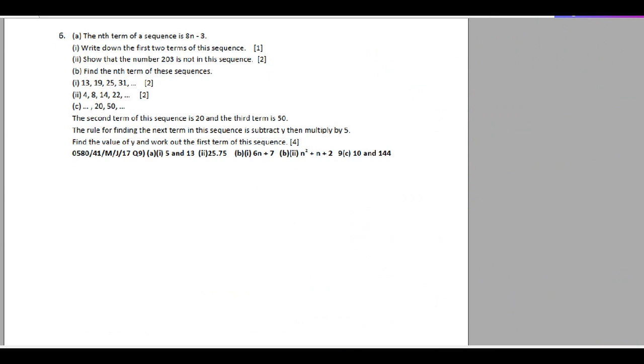Question number 6, part A. The nth term of a sequence is 8n minus 3. Write down the first 2 terms of this sequence. So for that, first substitute n equal to 1, which will make this 8 minus 3, which is 5. Then substitute n equal to 2, which will make this 16 minus 3, which is 13.